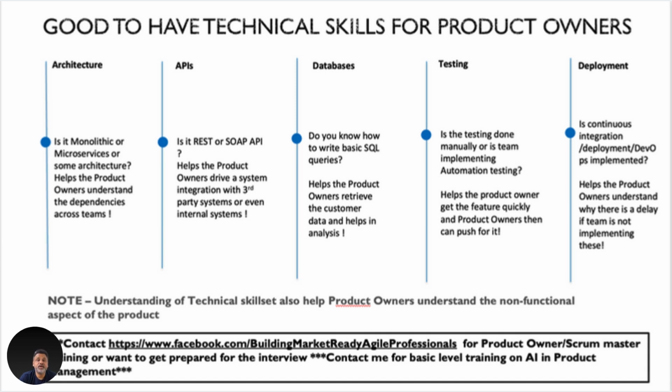And fifth, the most important one, deployment. How often do you release your product into the production environment? What kind of process do you follow? Do you use continuous integration, continuous deployment? Do you have a DevOps framework implemented? Go figure it out. The important thing is, get to know these five key technical skills.